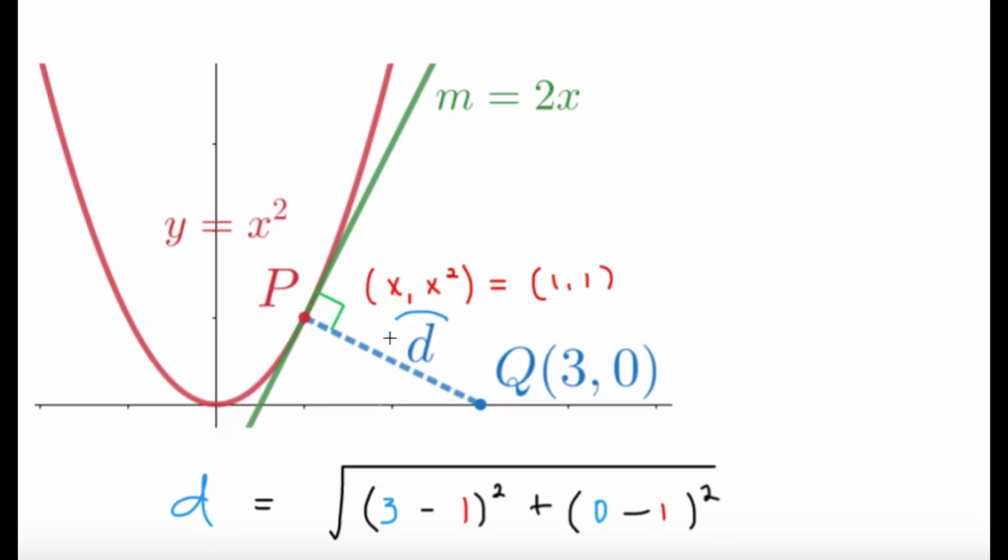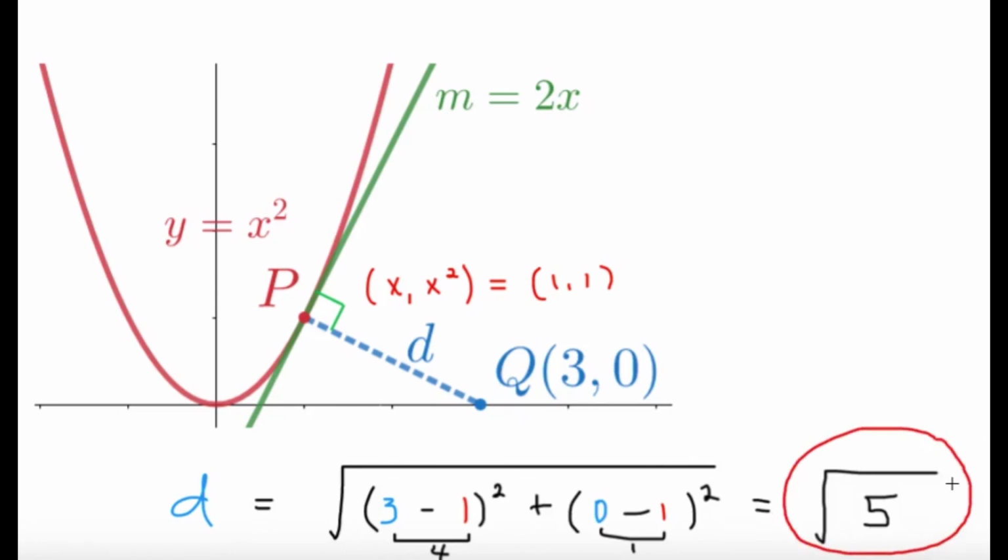So the length of PQ, which has length d, we can get by the distance formula. The square root of 3 minus 1 squared plus 0 minus 1 squared. 3 minus 1 is 2, so 2 squared gives us 4. 0 minus 1 is negative 1, squaring that gives us 1. So the value of d should be square root of 5. And this will be the minimum value of d, which is the shortest distance from point Q to the parabola with the equation y equals x squared.